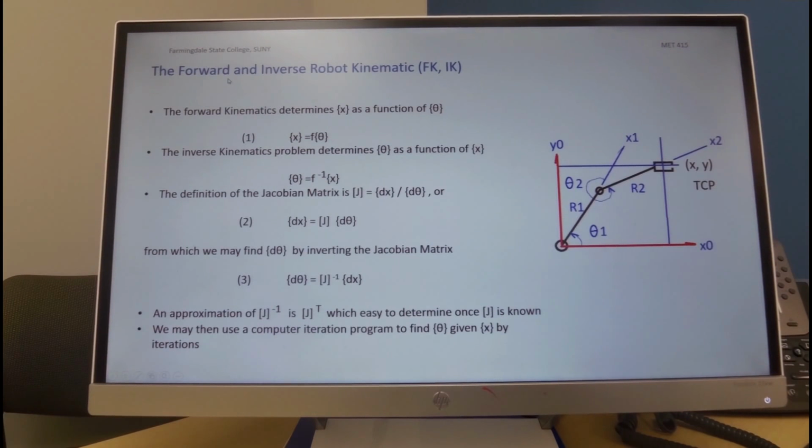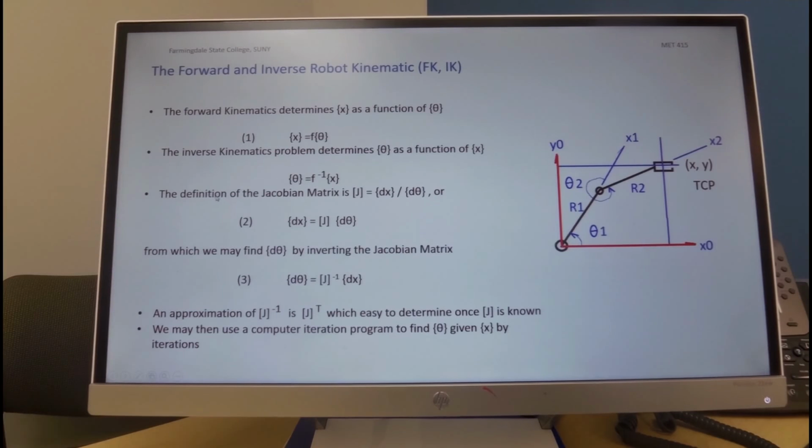Now, we have in robotics a problem called inverse kinematics, or IK, and a forward kinematics problem. The forward kinematics determines x as a function of theta, as we saw earlier. The inverse kinematics problem is a more difficult one, and that is to find theta as a function of x. From this expression, you see that we have to invert this vector function, which is not that easy, to solve for theta.